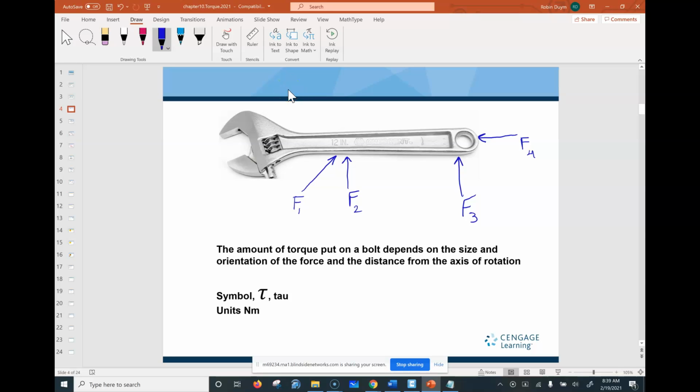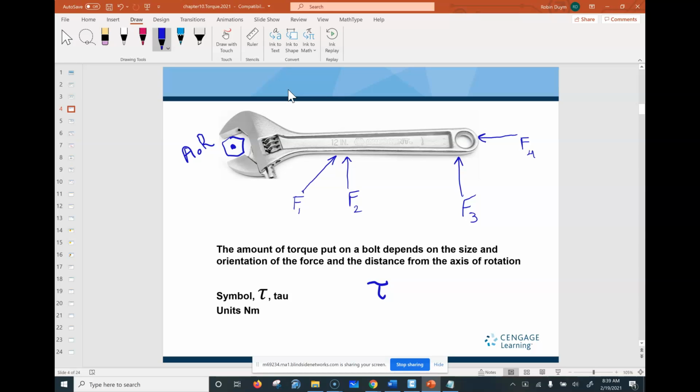The amount of torque put on a bolt depends on the size and the orientation of the force and the distance from the axis of rotation. So if this was our little bolt again, our axis of rotation would be right there in the center of the bolt, and we're going to abbreviate that AOR. So when you see that, AOR means axis of rotation. We use a symbol tau, and it just sort of looks like a fancy T. You kind of go like that. That's tau. And the units are Newton meters.